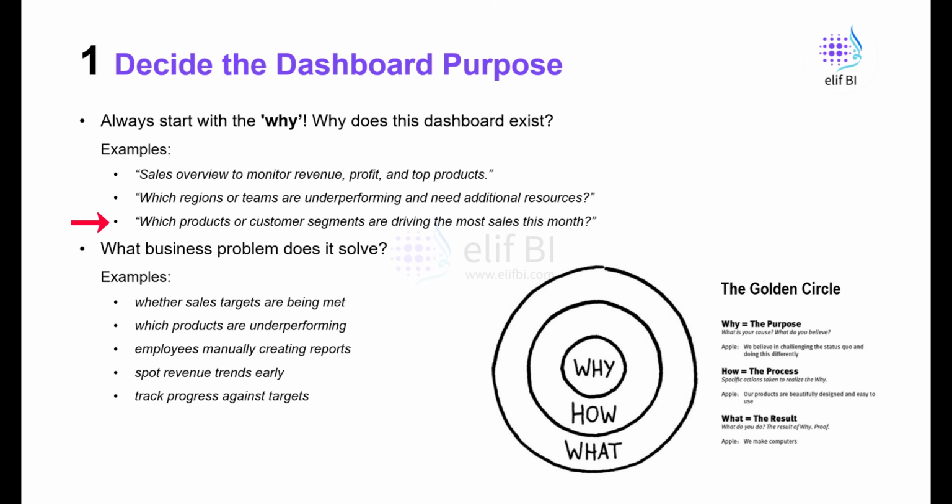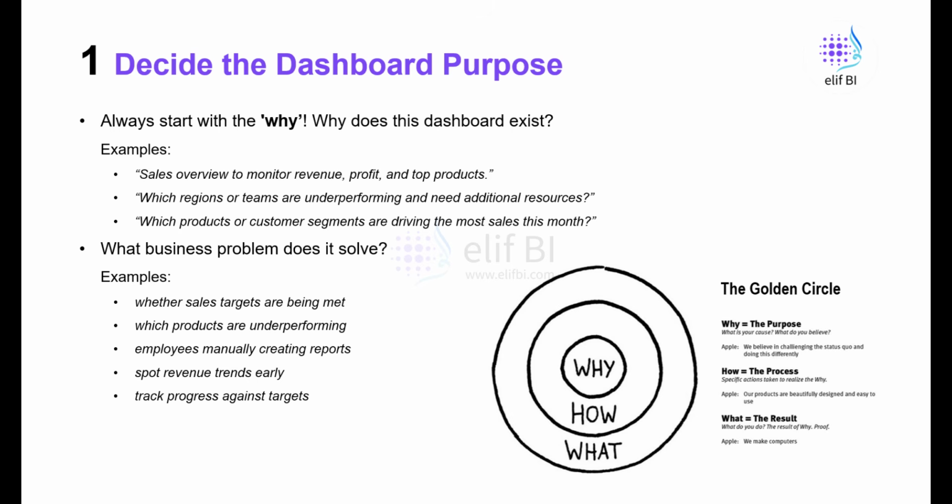Once we know why the dashboard is being built, we also need to know what problem it would solve, right? So it could be something like just wanting to monitor the progress against the targets. It could also be related to the process. For example, in certain companies, the employees are spending a lot of time building the reports manually. They are copying and pasting the data from one place to another, and that consumes a lot of time, a lot of man hours, right? So that manual process can also be replaced with an automatic process so that the time saved by the employees can be used in other important tasks.